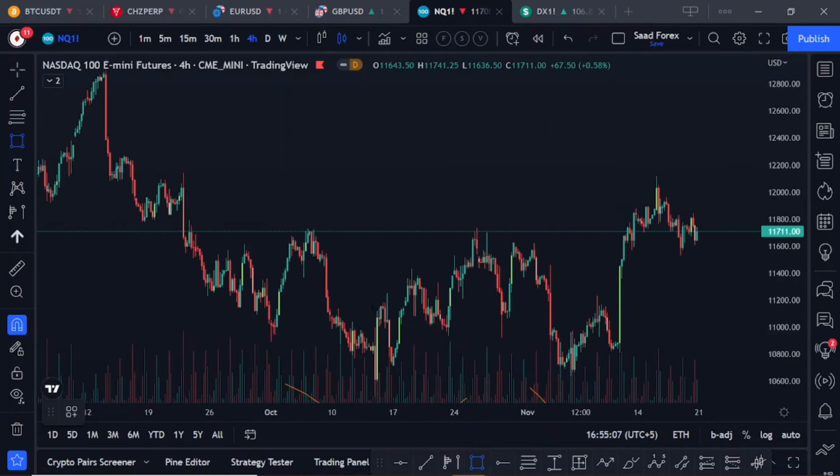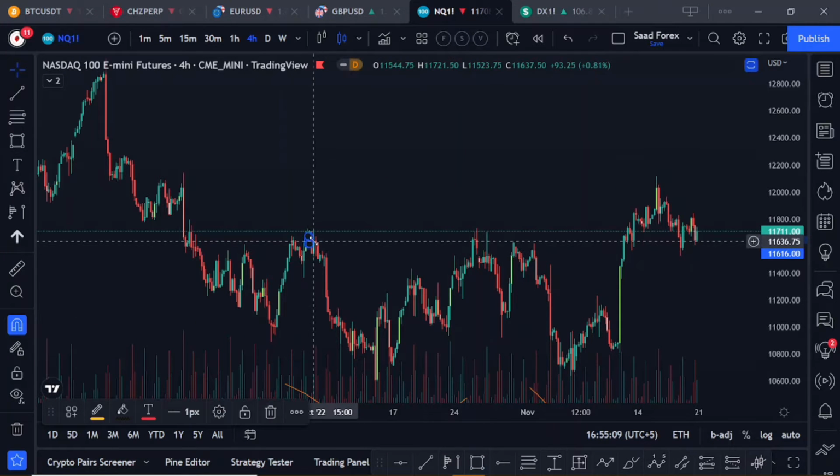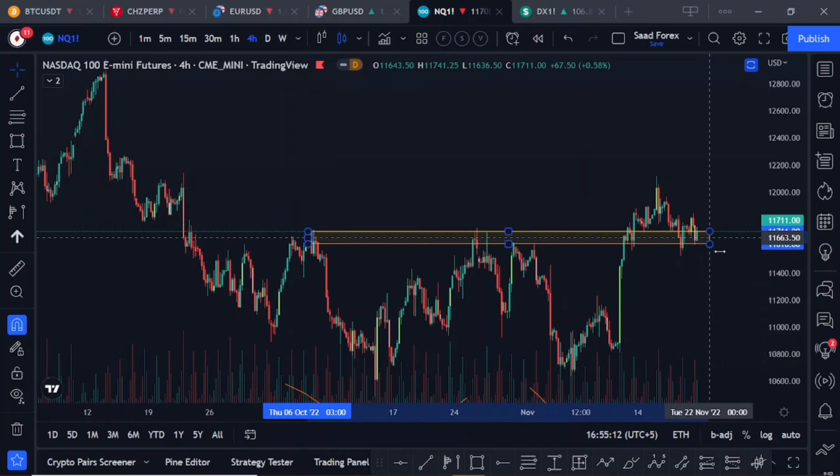So here we go, we got a supply zone here.